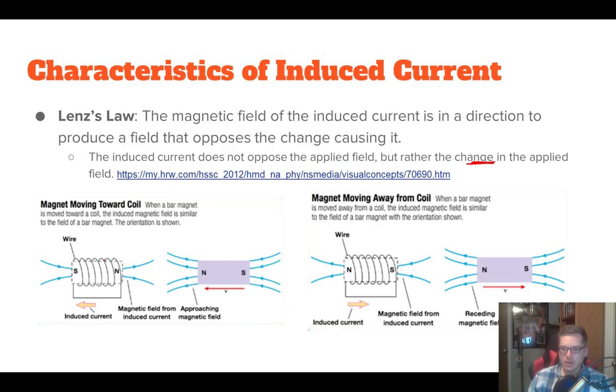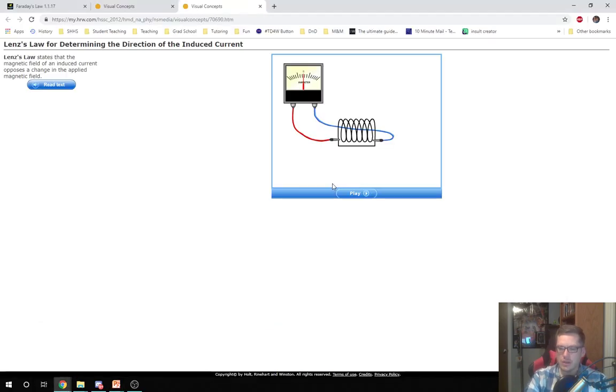Okay, and so here we've got a magnet moving towards a coil. And so as it's moving towards the coil, we get an induced current going this direction right here, but the magnetic field caused by that is going to be pushing against that motion. All right, and then same thing here, as the magnet moves away from the coil. The magnet is moving to the right here. The induced current is going to be in the same direction, but the magnetic field is going to be opposite. All right, so let's watch their little demo here, kind of showing this.